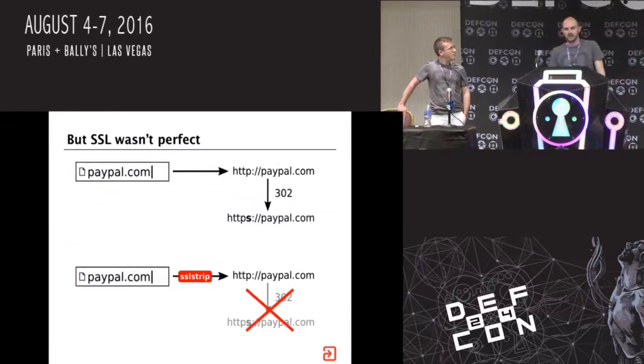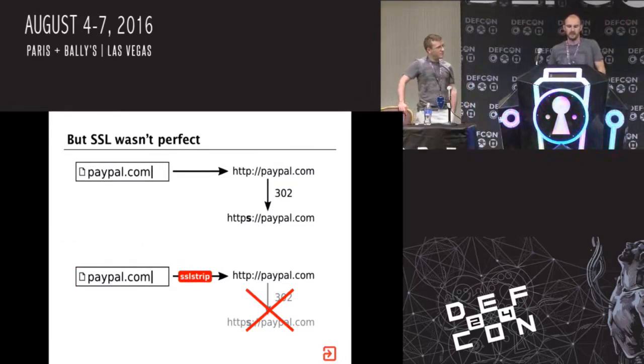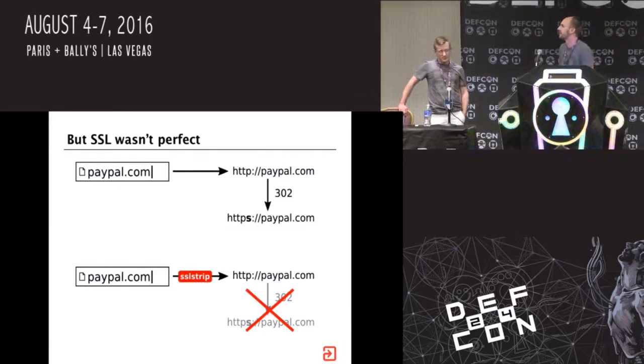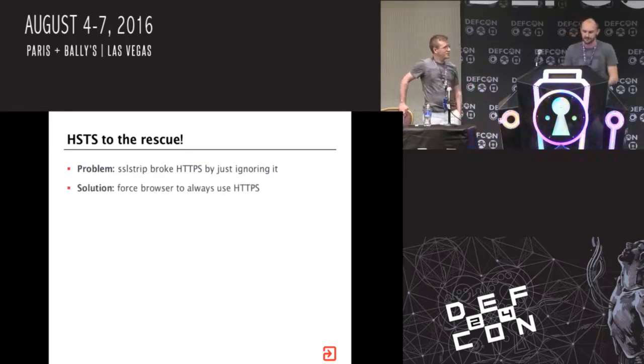Just a quick example of SSL Strip for those who haven't seen it before. Browse to an HTTP site. What it's supposed to do is redirect to the HTTPS site with a 302 redirect. SSL Strip in the middle will actually prevent that redirection from happening. So SSL Strip broke HTTPS connections by simply ignoring them and stripping them out of the string.